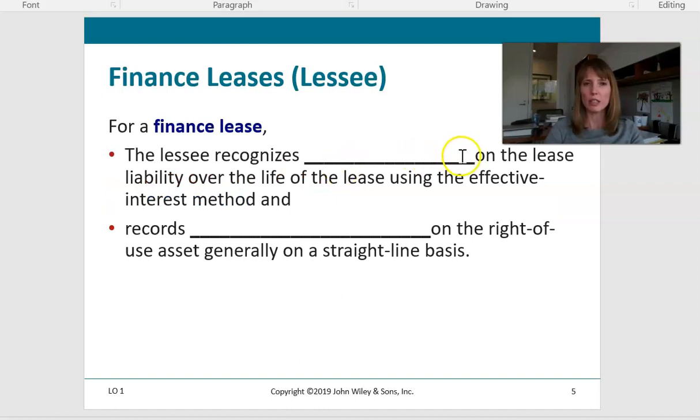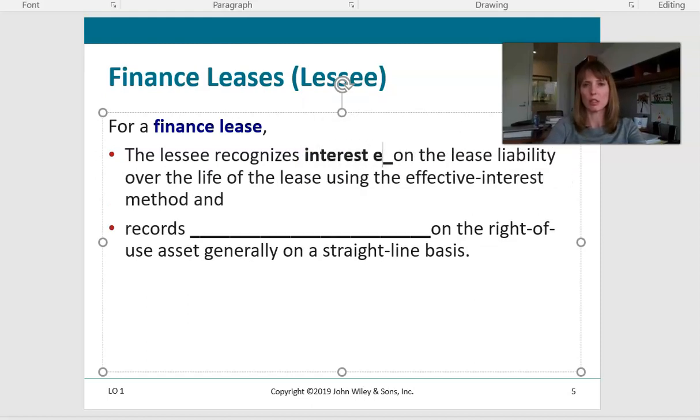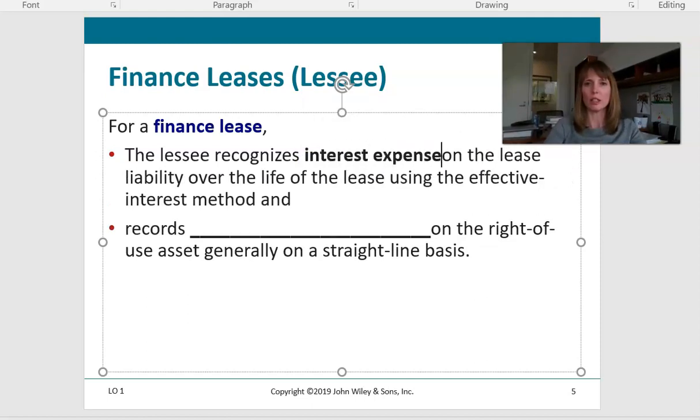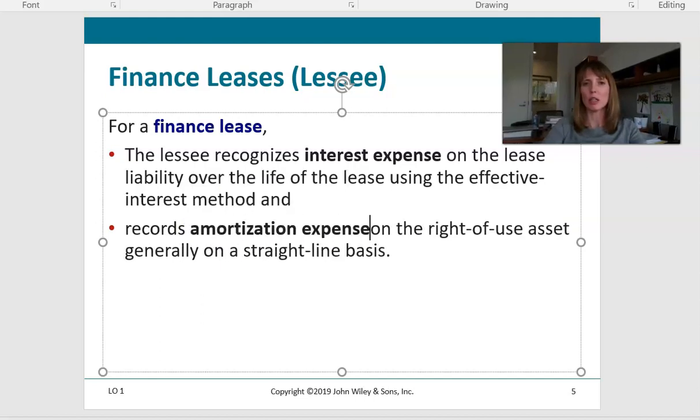For a finance lease, the lessee recognizes interest expense on the lease liability over the life of the lease using the effective interest rate method. And for their finance lease, the company records amortization expense on the right of use asset. And generally that amortization expense is going to be recorded on a straight line basis.